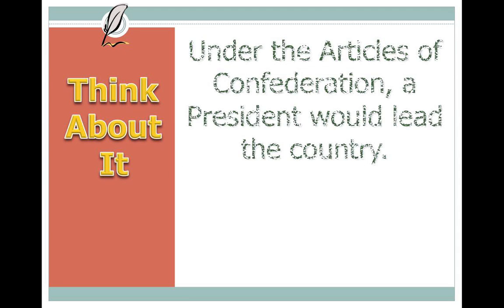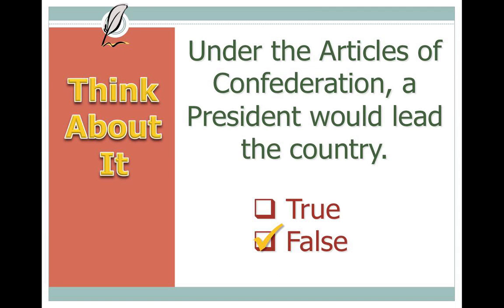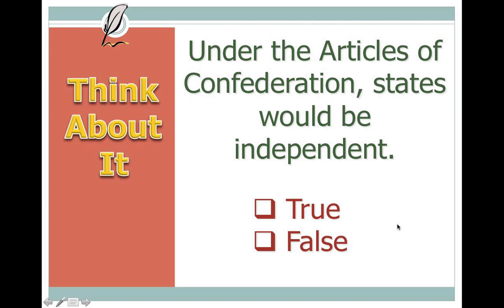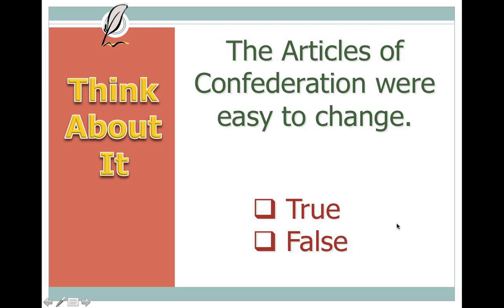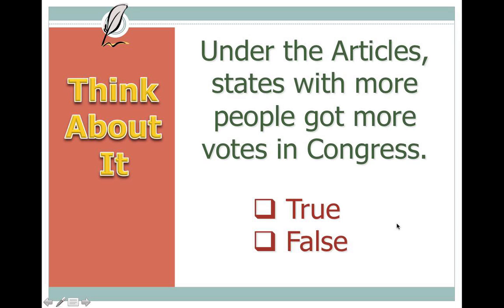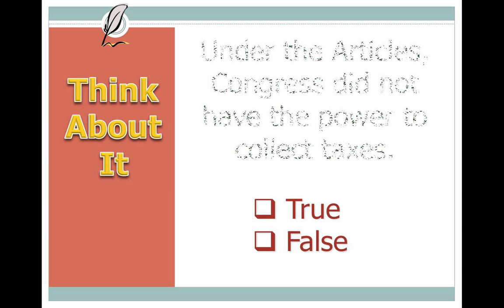So let's just quickly review this. Under the Articles of Confederation, the president would lead the country is false, because there was no president under the Articles. Under the Articles, states would be independent. That's true. The Articles of Confederation would not be easy to change, because it took every state to vote to change it. If you had a bigger state with a lot of people, like Virginia or New York, would they have more power in Congress? The answer is no, because every state had one vote.